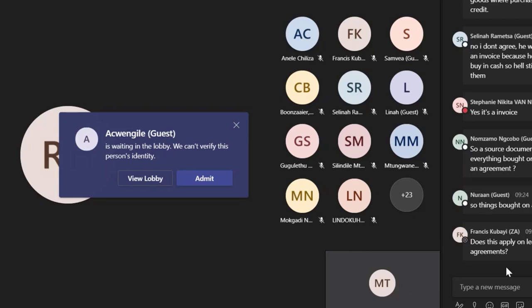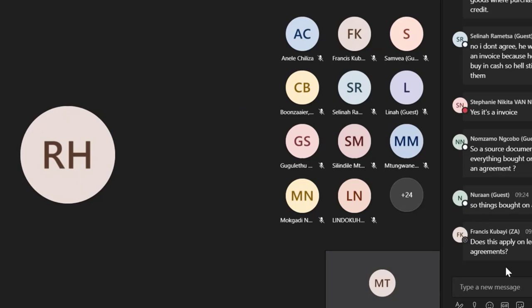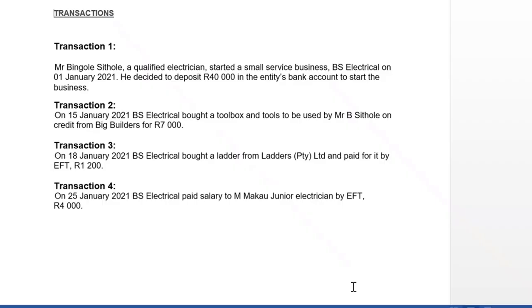Does this apply to a lease agreement? So basically, also with a lease agreement, it is an agreement that you're entering into. It also does apply to the lease agreement, but in the lease agreement, it's sort of like this is rental. So basically, with every agreement whereby there is no money being paid upfront, there should be an agreement. Do you agree with me, guys, that if you're not paying something upfront in cash, you will be paying something on account? Meaning you will be paying whatever you bought on credit on a monthly basis. So for transaction number two, an agreement will be your source document.